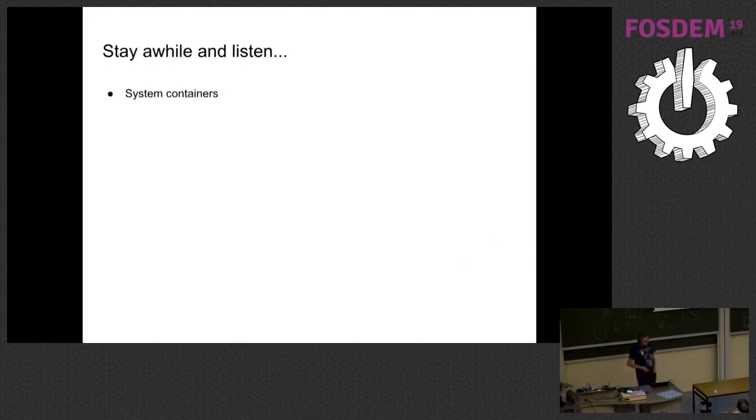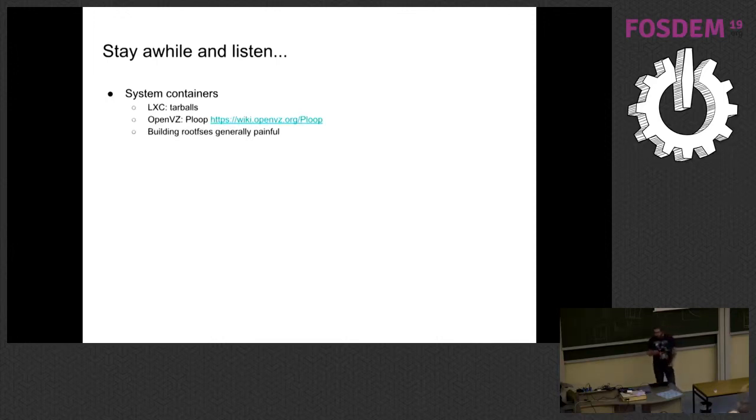Just a little bit of history. So first, there were system containers. LXC used tarballs. OpenVZ had this runtime thing where you could do some fancy stuff with a thing called ploop, but it was mostly just a tarball, at least for image distribution. And building rootfs people generally found painful. There wasn't really a lot of tooling built around creating a rootfs. LXC runs them. OpenVZ would run them with this fancy ploop thing, but if you as a user wanted to create your own rootfs, it wasn't super easy.